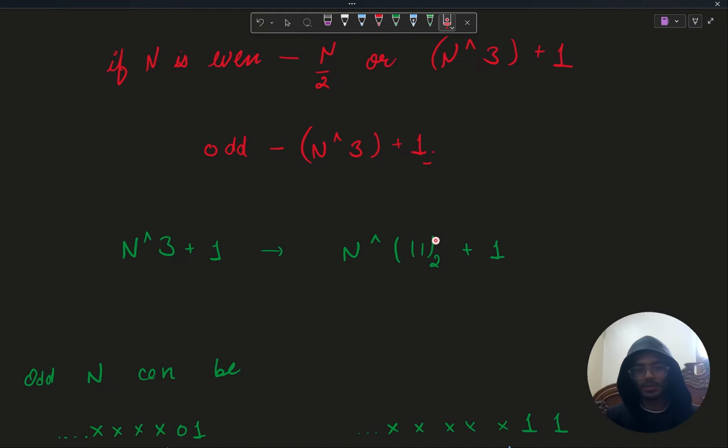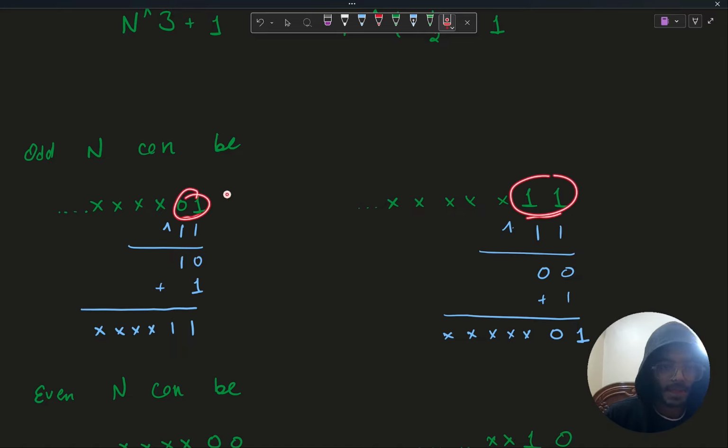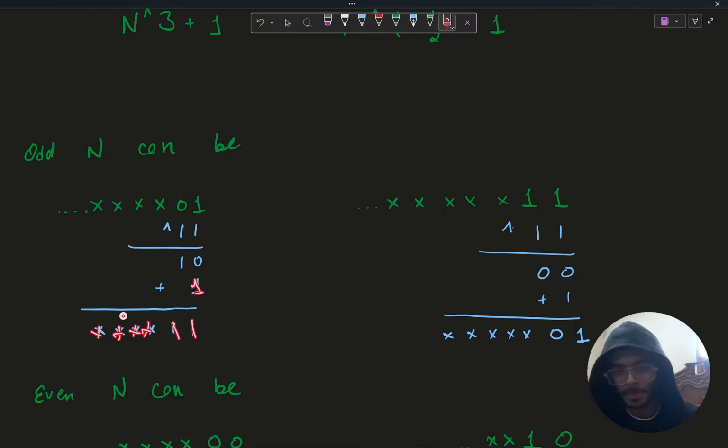So let's simulate this operation on all four possible cases of the LSBs: 0 0, 0 1, 1 0 or 1 1. Let's see what happens if we apply this operation on those numbers. If n is odd, then the last two bits would be either 0 1 or 1 1, and the previous bits could be anything. Now if we do this XOR 3, we're going to get 1 0, since these two bits change. And if we do a plus 1 in it, we'll get 1 1, and everything else remains exactly the same.